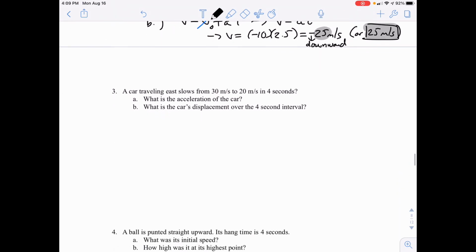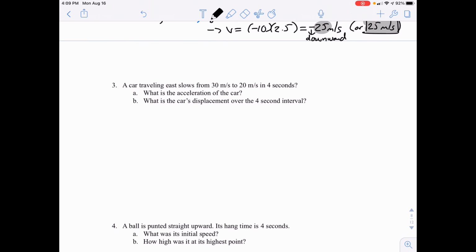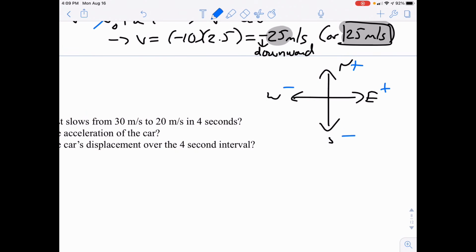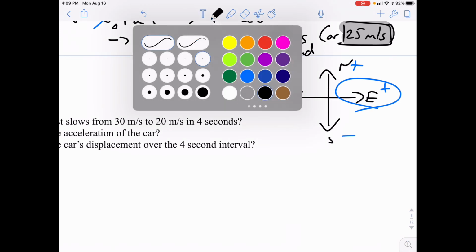Number 3. A car traveling east slows from 30 meters per second to 20 meters per second in 4 seconds. A, what is the acceleration of the car? B, what is the car's displacement over the 4-second time interval? Well, first, on a map, it's good to know north, south, east, and west mean positive, negative, just like a number line. So the positive direction, going east, is positive.